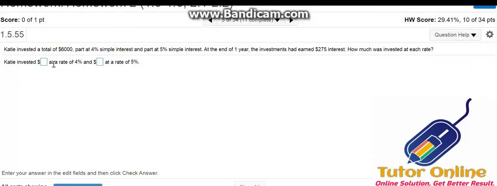Katie invested a total of $6,000, a part at 4% simple interest and a part at 5% simple interest. At the end of 1 year, the investment had earned $275 interest. How much was invested at each rate? We will have to find the amount at each interest rate, 4% and 5%.